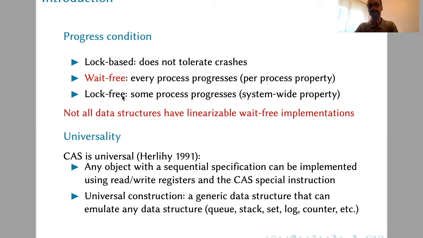To prove this, he proposed the universal construction. It's a generic data structure that can be parameterized with the specification of a data structure like queue, stack, set, and so on. And this universal construction will emulate this data structure.